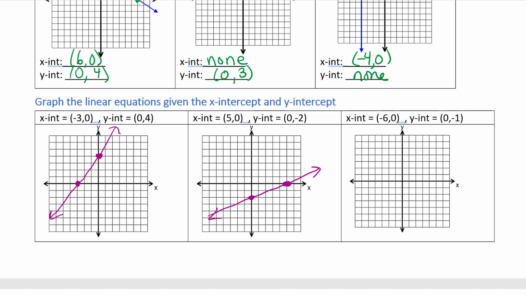-6, 0, 1, 2, 3, 4, 5, -6, 0, and then 0, -1, that's down 1. Connect that, and you have a line. So if you're given the x and y intercepts, you can graph a line from them.